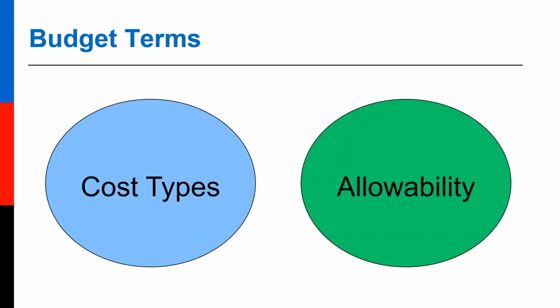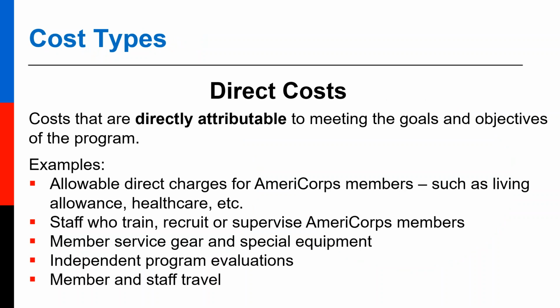So once you've read and become familiar with the documents, rules, and regulations that guide AmeriCorps programs, it's now important that you understand some general terms. The first one being cost type, and the second being allowability. Let's first talk about cost types, for which there are 2 different types. The first one is the most familiar, and these are direct costs, which can be defined as costs that are directly attributable to meeting the goals and objectives of your program. So examples of direct costs include allowable direct charges for AmeriCorps members, such as living allowance, health care, FICA, staff who train, recruit, or supervise AmeriCorps members, member service gear and special equipment, independent program evaluation, and member and staff travel.